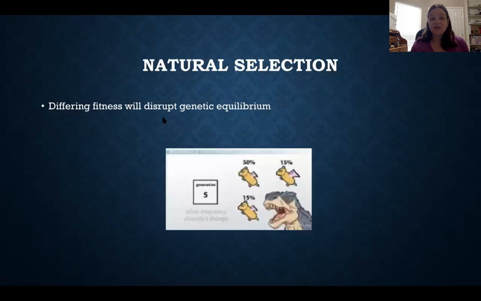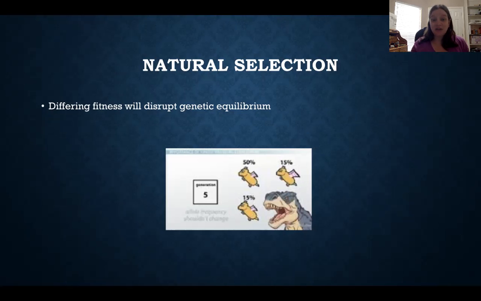And then natural selection can disrupt genetic equilibrium because if one version is better suited to the environment than another, then that trait is going to show up. The better suited trait is going to show up more often because those individuals get to survive more and reproduce. So we can change the allele frequency that way. So those are the 5 conditions that would disrupt genetic equilibrium.